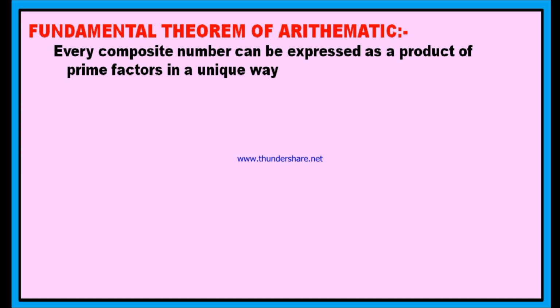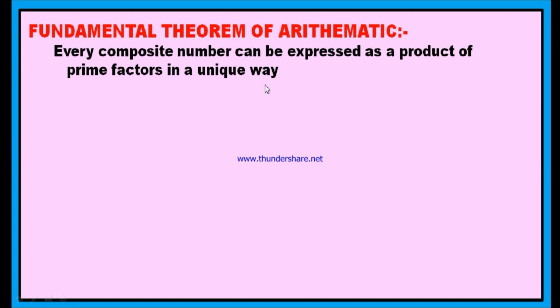You may try to understand. First of all, what is a composite number? Composite number means a number which is having more than 2 factors. A number with exactly 2 factors is called a prime number, and a number which is having more than 2 factors is called a composite number. Now every composite number can be expressed as a product of prime factors in only one way.